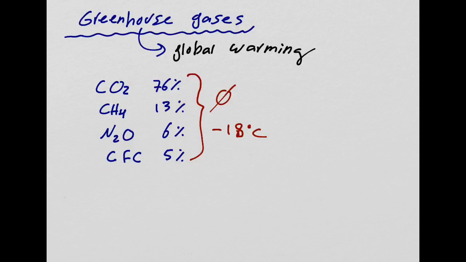But the problem is when we have too much of it, then they're absorbing too much heat, and they're keeping the average surface temperature higher than 15 degrees Celsius. So we need them, but we don't want to have too much of it. That's when it contributes to global warming. Okay, all right, we're done with gases.